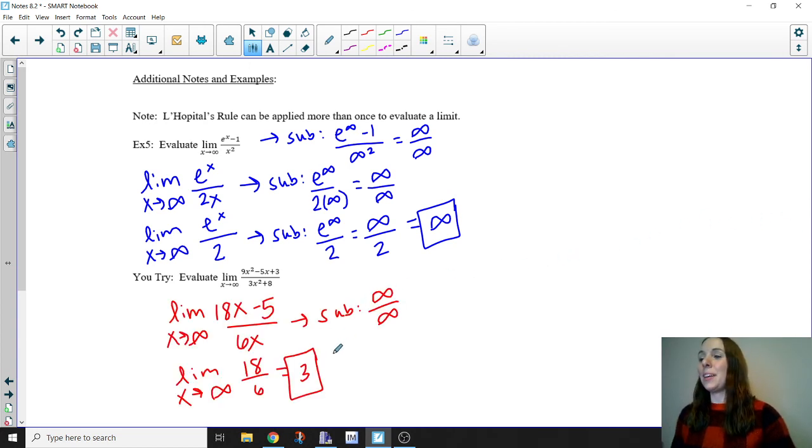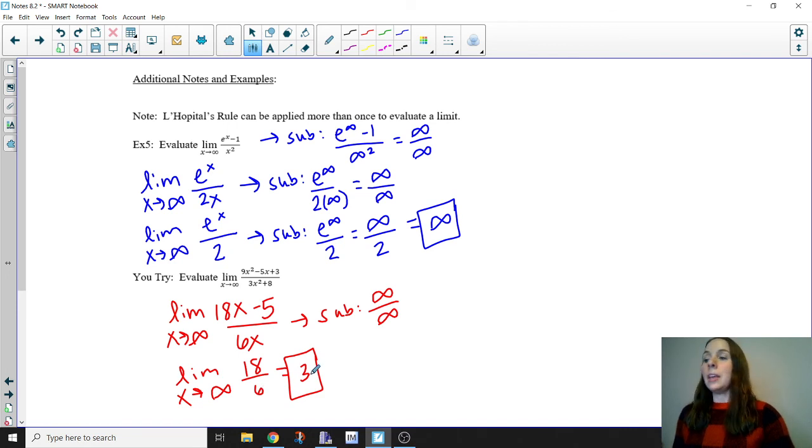Okay, I came back with an answer of 3. Is that what you got for the limit? When you apply L'Hopital's rule once, you get 18x minus 5 over 6x, but subbing infinity in for these x's will result in infinity over infinity again. And so therefore, we try to apply L'Hopital's rule a second time, and what we end up with is 18 over 6, and that limit is equal to 3.